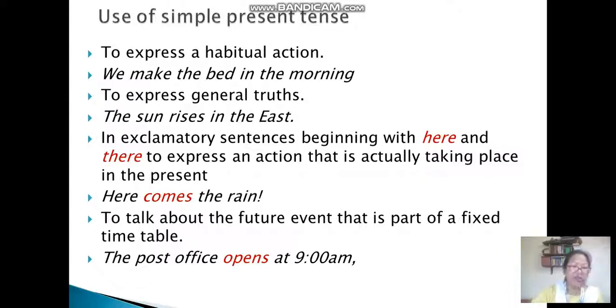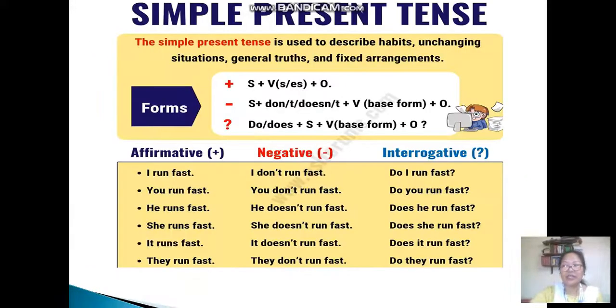Now I will explain to you simple present tense in affirmative, negative and interrogative sentences. Affirmative sentence, that is a positive sentence, in simple present tense: I run fast. Negative sentence: I don't run fast. Interrogative sentence: do you run fast?